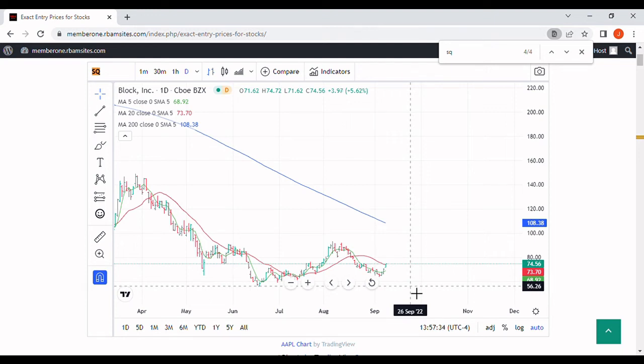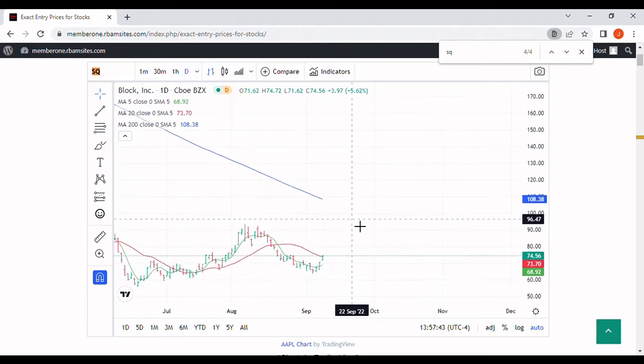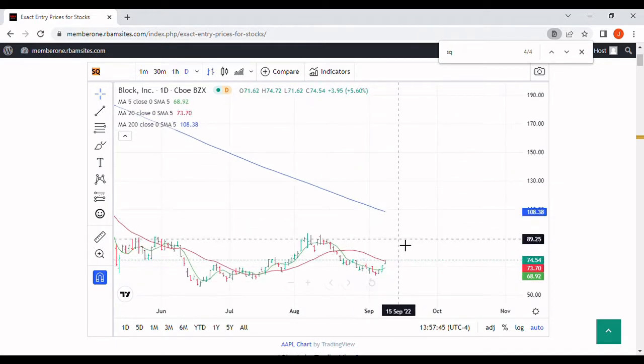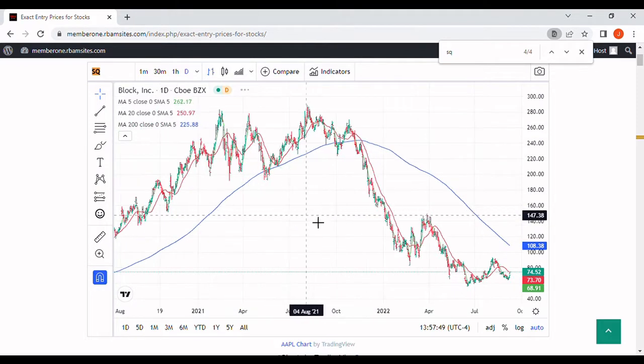We're going to do a brief video on SQ stock analysis, and this is Block Inc. We've got a daily chart up here for you with a green 5-day moving average, a red 20-day moving average, and a blue 200-day moving average. Let's go back here and take a longer term view real quick.